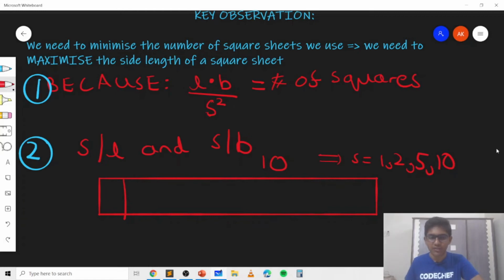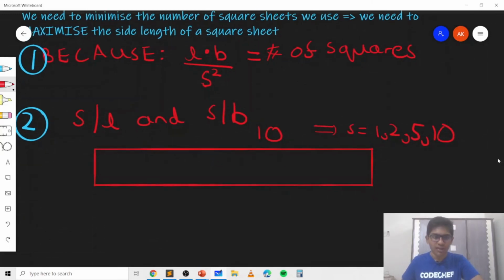So if you consider any factor of 10, you'll realize that only those factors of 10 are possible values of the side length, and any other value of the side length won't divide into the length, and since it won't divide into the length, it will not fit in the rectangular sheet completely, and it won't tessellate the entire rectangle. If you know what tessellation is, it basically won't divide into the rectangle evenly if s is not a factor of L and if s is not a factor of B.